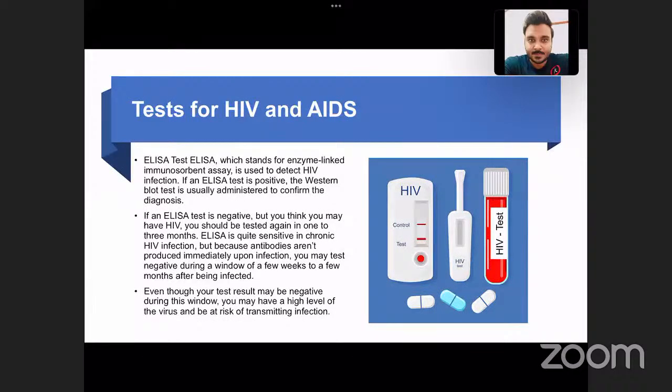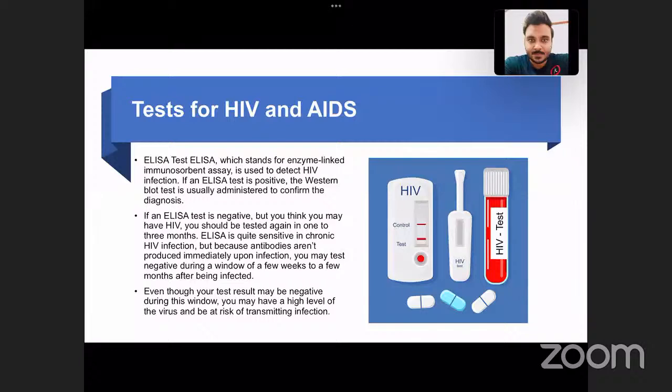Tests for HIV and AIDS. The ELISA test is used to detect HIV infection. If an ELISA test is positive, the Western blot test is usually administered to confirm the diagnosis. And if it's negative, but you think you may have HIV, you should be tested again in 1 to 3 months. ELISA is quite sensitive in chronic HIV infection, but because antibodies aren't produced immediately upon infection, you may test negative during a window of a few weeks to a few months after being infected.